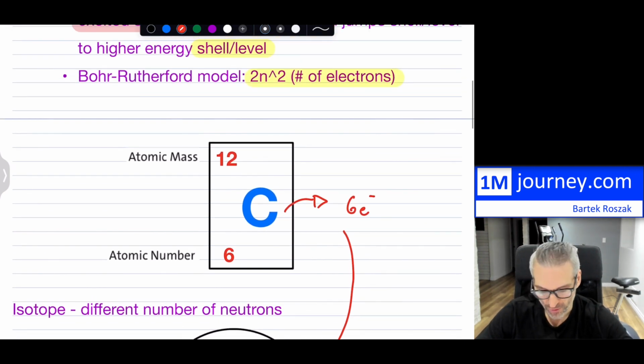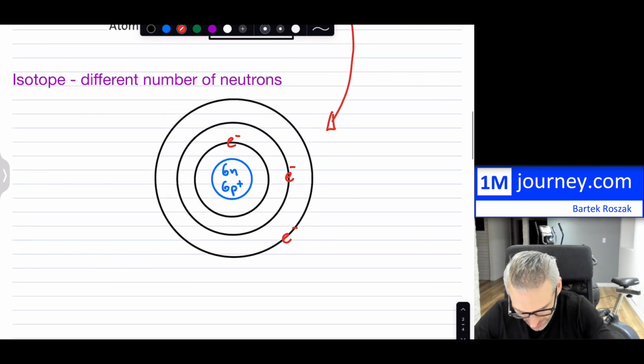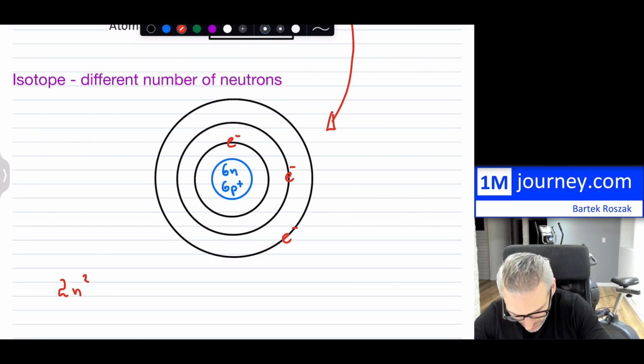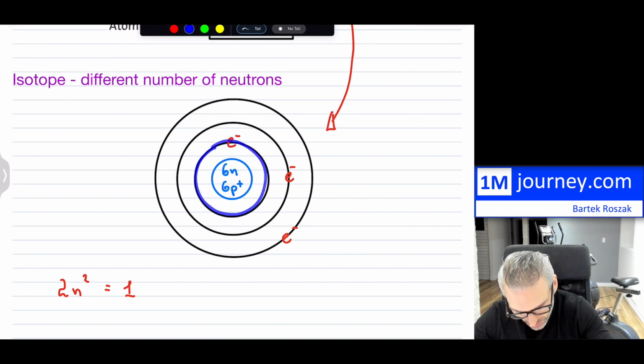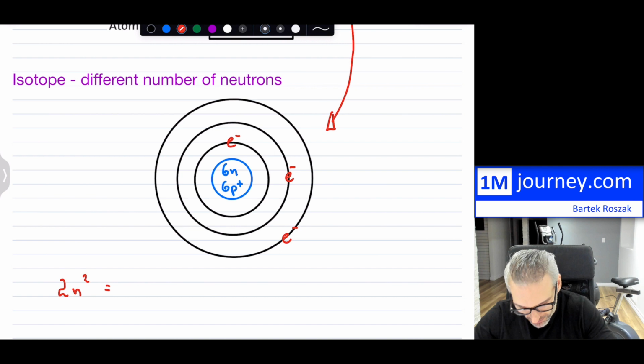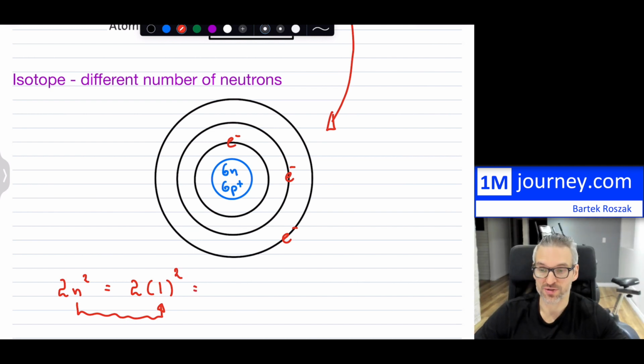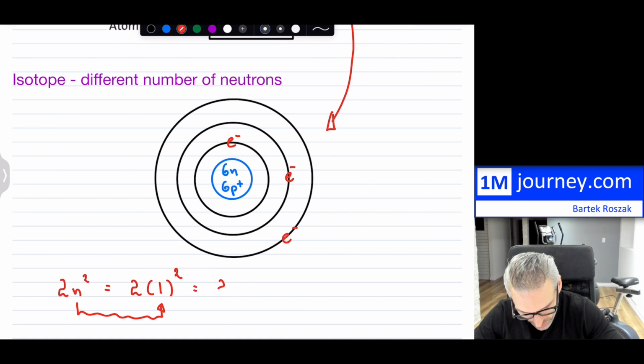And this model, the Bohr-Rutherford model, just tells us how many electrons you can have in each orbit. If you take a look, it's 2n squared. In the first level, the one right around the nucleus, this is the maximum number of electrons you can have. n stands for the level, so 1 squared is 1, times 2 is 2. So I only have 2 electrons floating around in here.